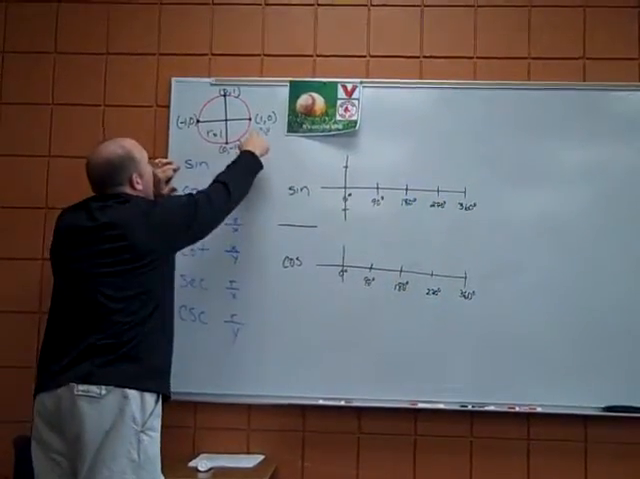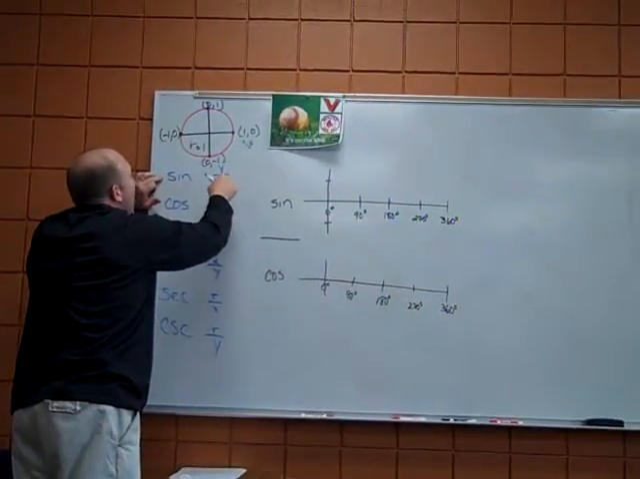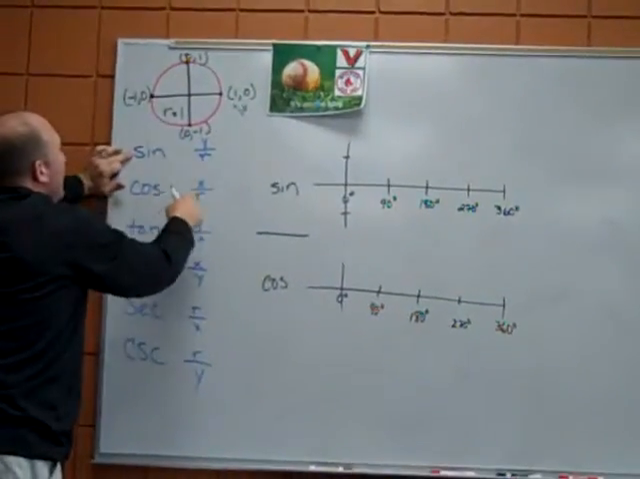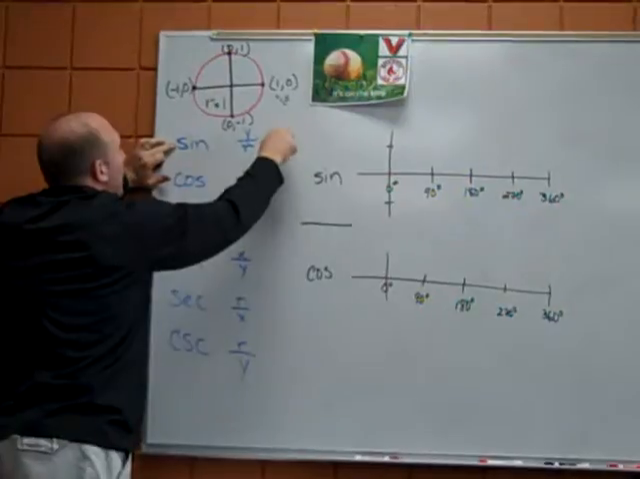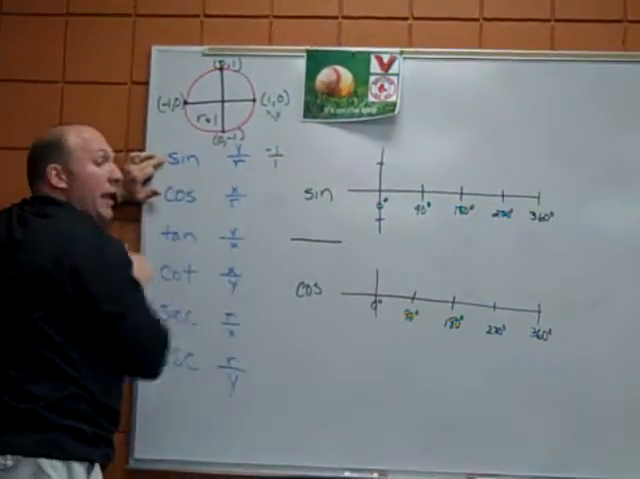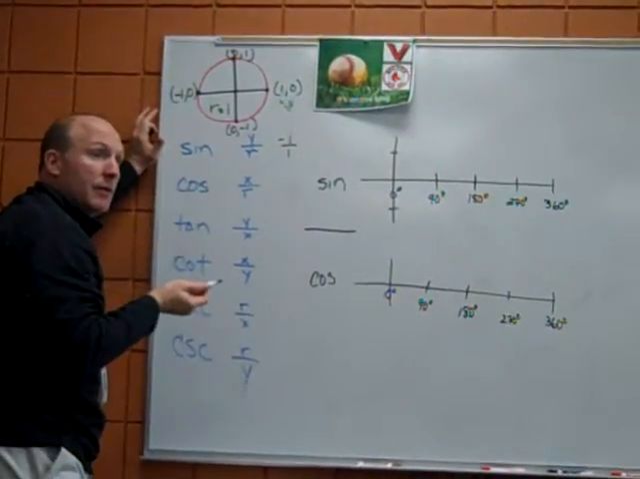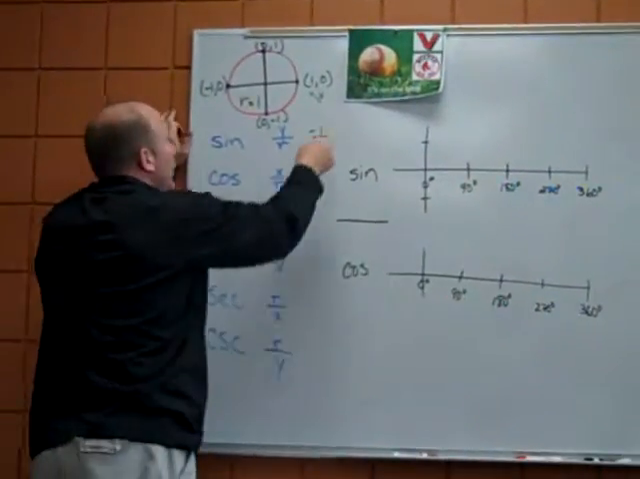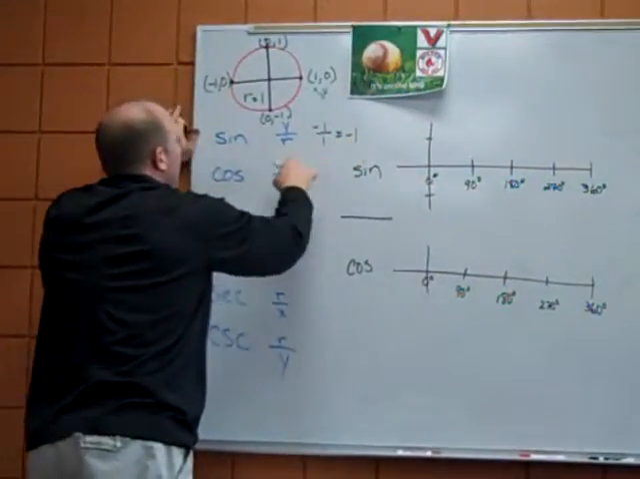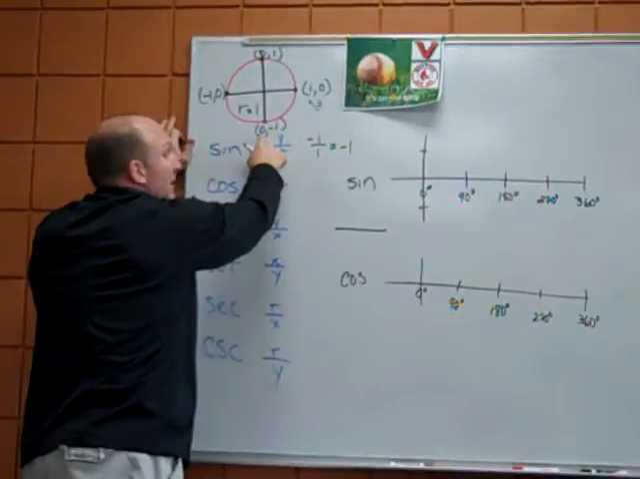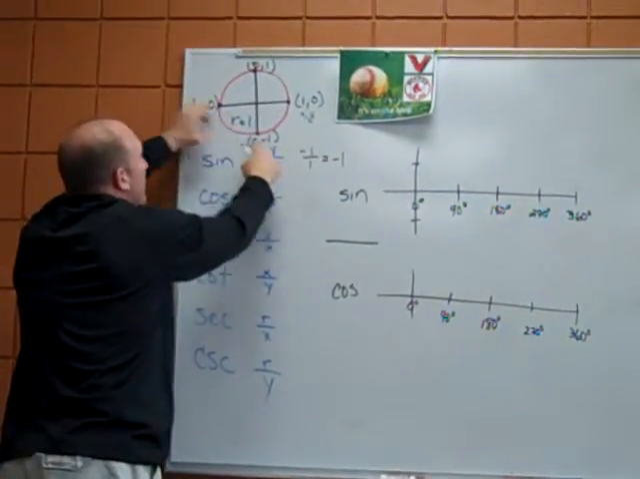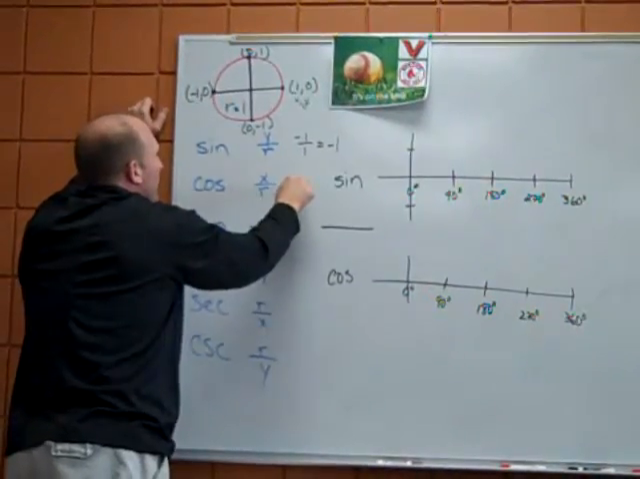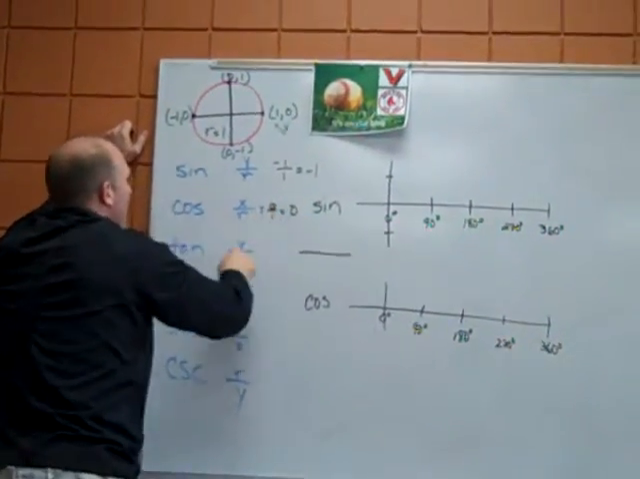So the sine of, if we focus on 270, the sine of 270 would be y over r. So it would be negative 1 over 1, which is negative 1. Good. And then cosine, 0. X over r, which would be 0 over 1. What's 0 over 1? 0.